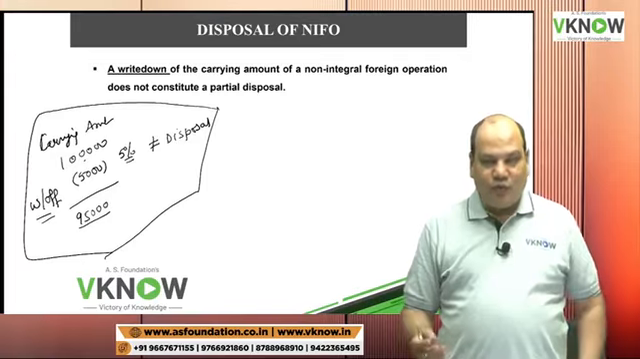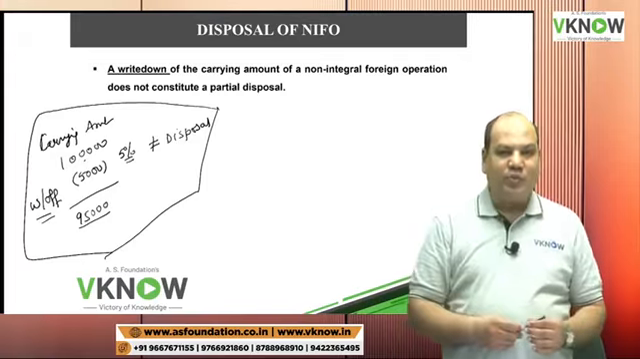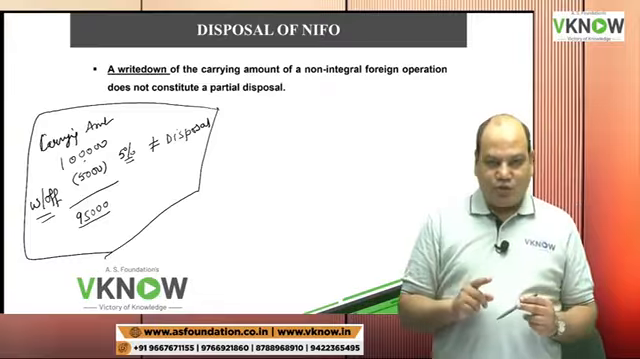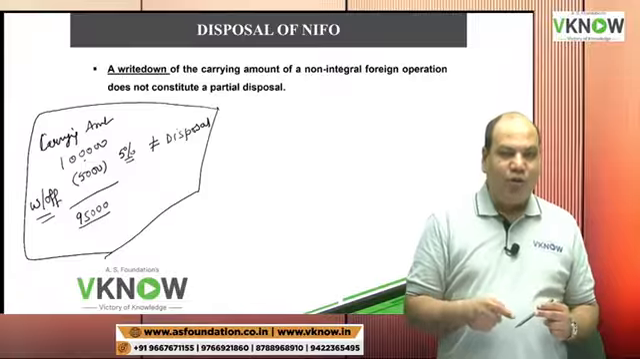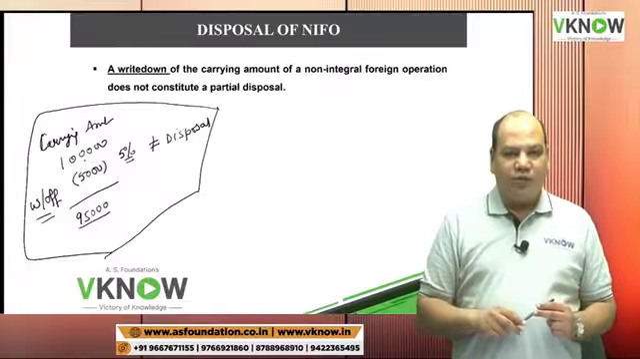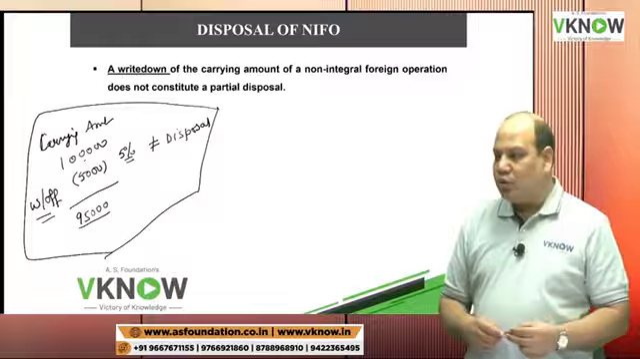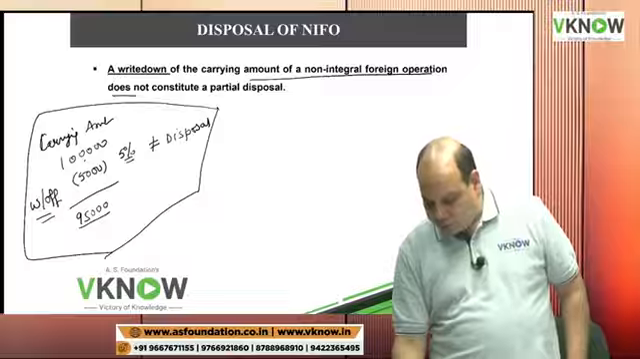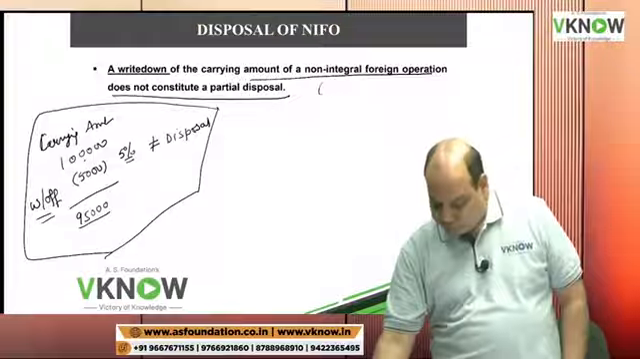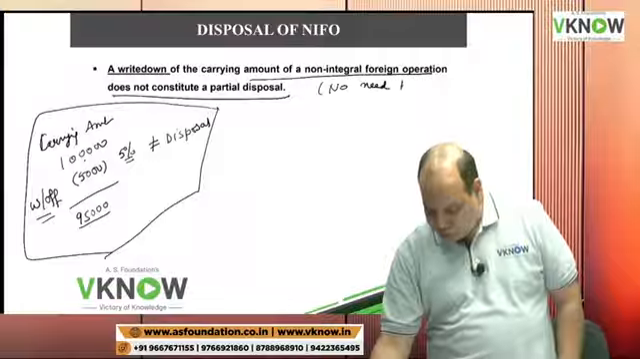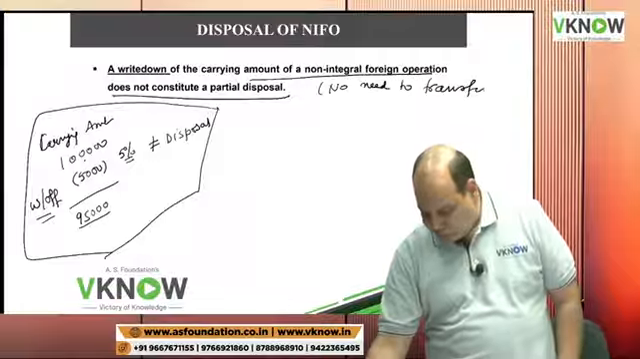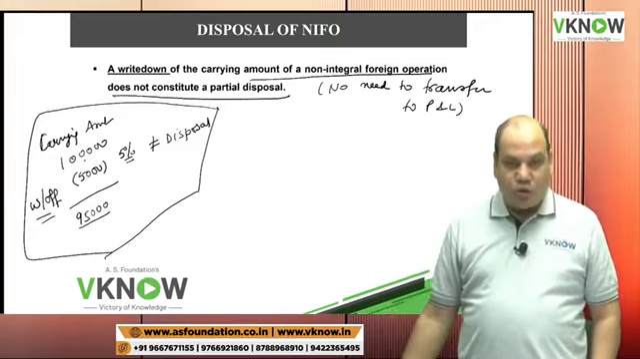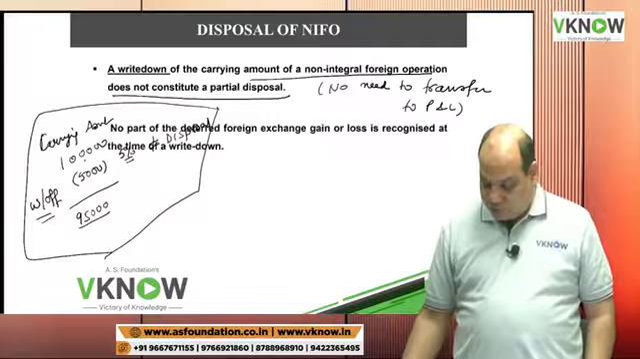So what I was saying, if you reduce the carrying amount of the investment by some percentage, it is not partial disposal. In that case, since it is not partial disposal, you are not going to transfer from FCTR to P&L account. So write down of a carrying amount is not a partial disposal, and you will not need to transfer to P&L account. So this is the instruction about non-integral foreign operation.